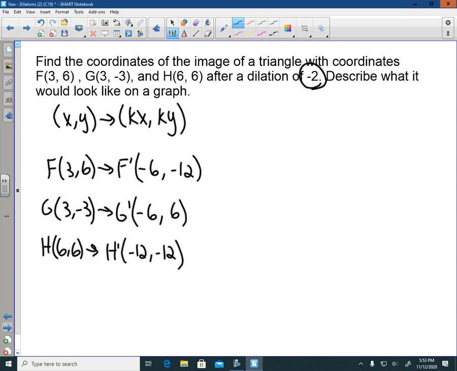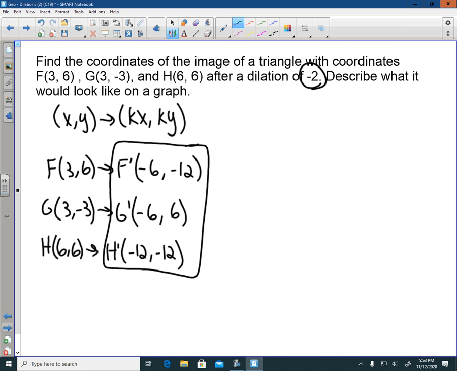So that's the first part. We found the coordinates of the image of a triangle after a dilation. Those are these points right here. Now, if we had a graph, we'd throw that on there and we'd be able to see it. But instead, we're going to describe what it would look like on a graph.